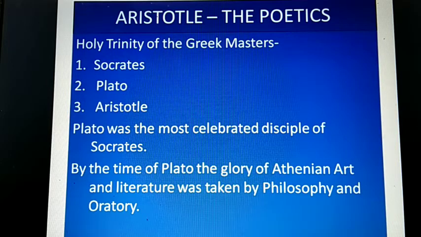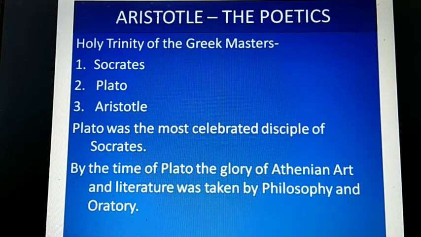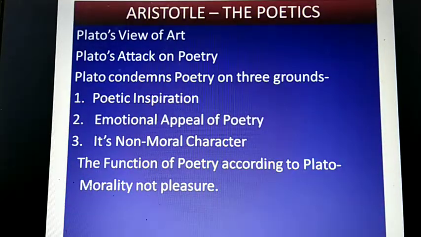The dialogues are so called, as we have seen while discussing the Republic, because each question that interested Plato is discussed there in question and answer form by a number of interlocutors, the chief of whom is Socrates. And let us just understand Plato's view of art.